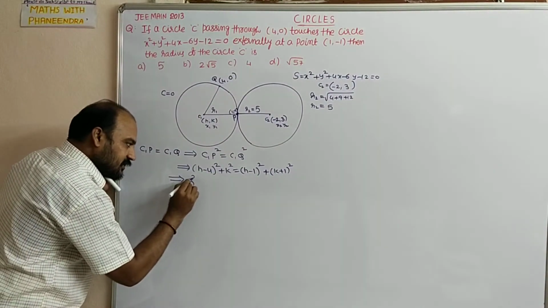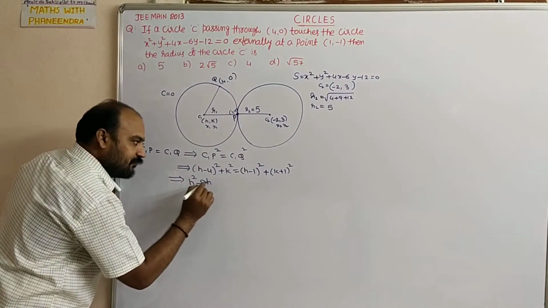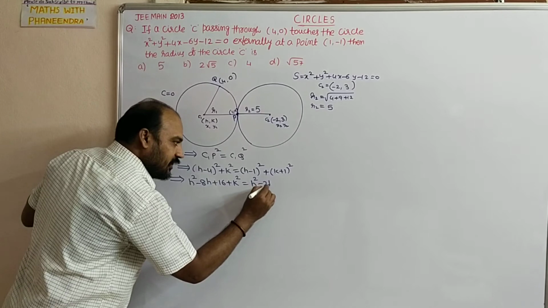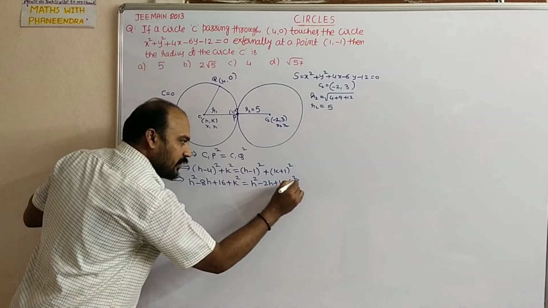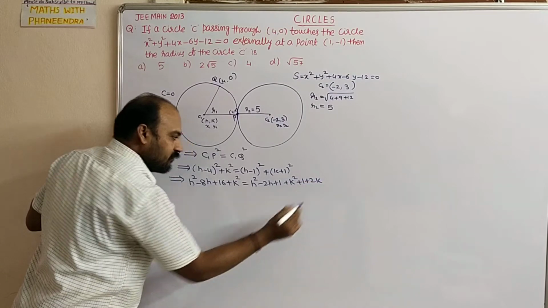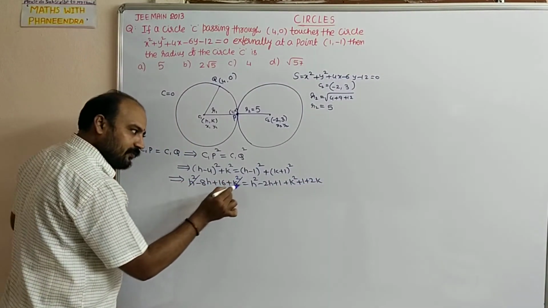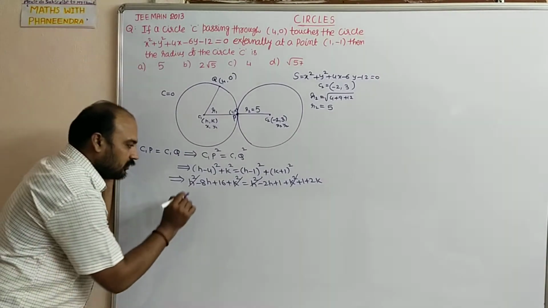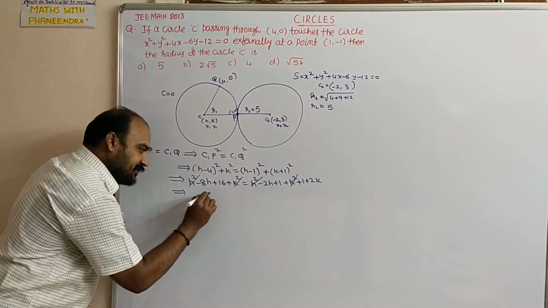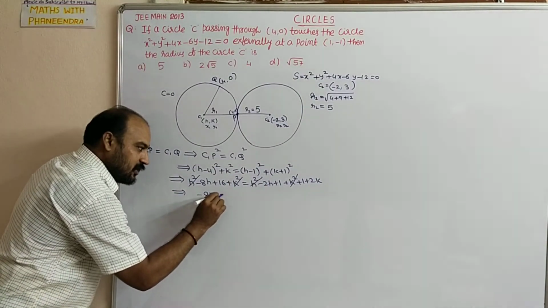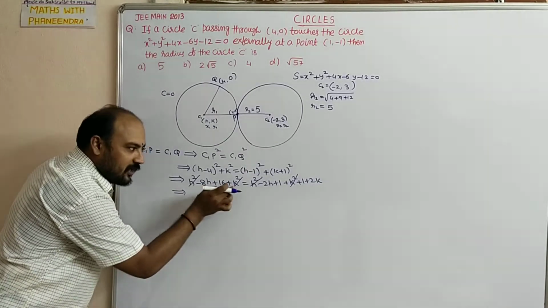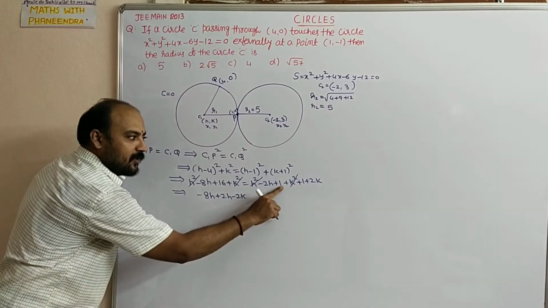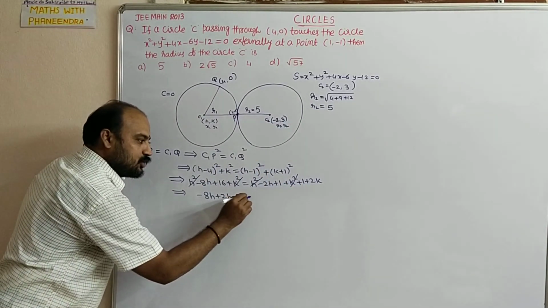Now expanding, h square minus 8h plus 16 plus k square is equal to h square minus 2h plus 1 plus k square plus 1 plus 2k. Both sides h square, k square get cancelled, and the rest of the terms, minus 8h and minus 2h, I am taking this side plus 2h, and there is no k term here. That k term we can take as minus 2k. Here plus 1, 2. 2 we are taking this side. So 16 minus 2.